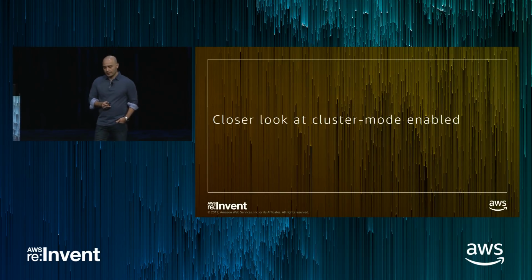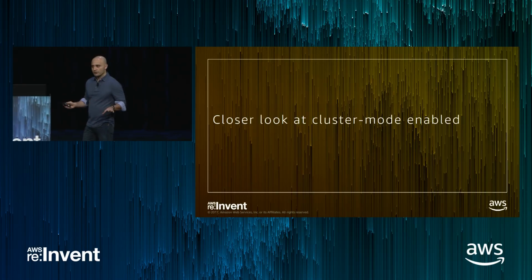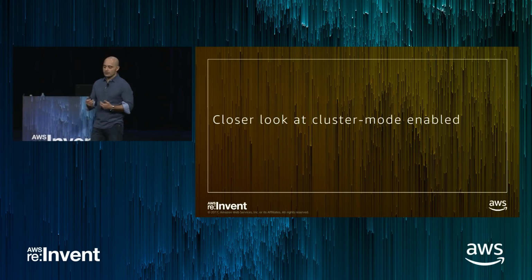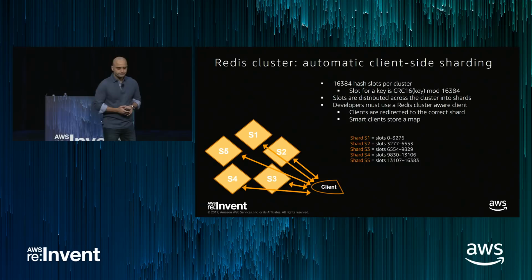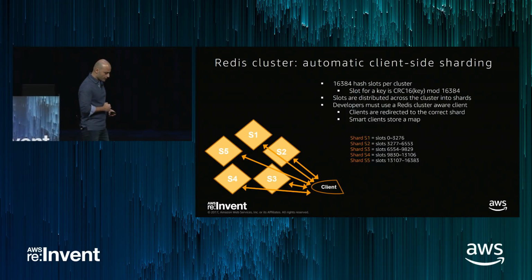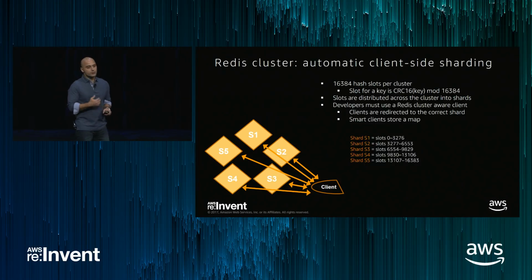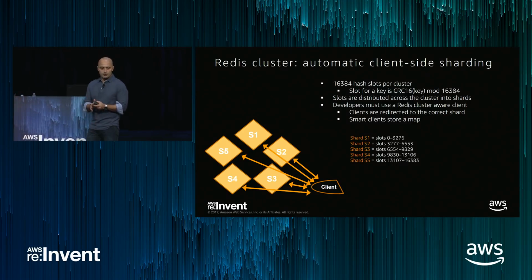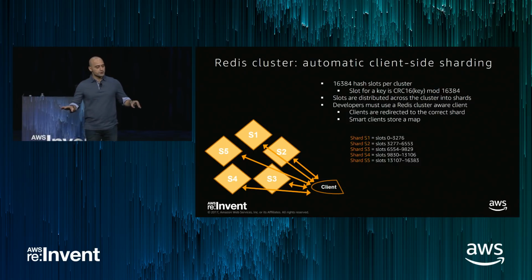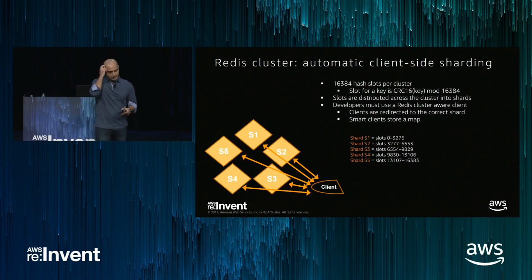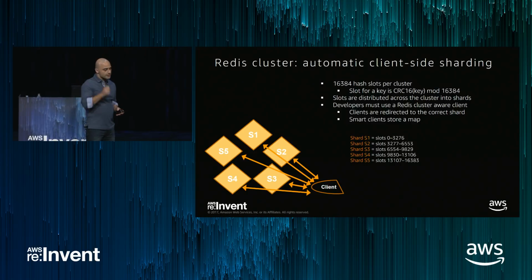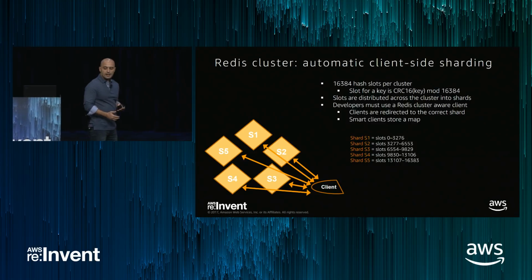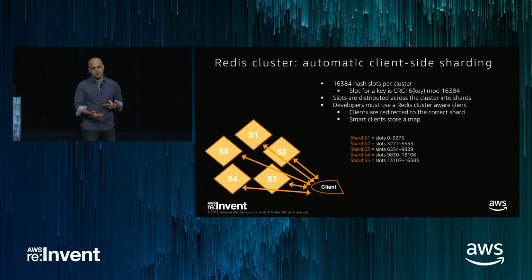Let's take a deeper look at cluster mode enabled just to make sure we're all on the same page with how it works under the hood. I mentioned earlier, Redis has 16,384 hash slots. These hash slots are divided by the number of shards that you have, which would be the equal distribution, although you have control on changing that.